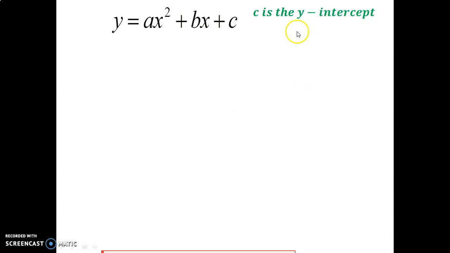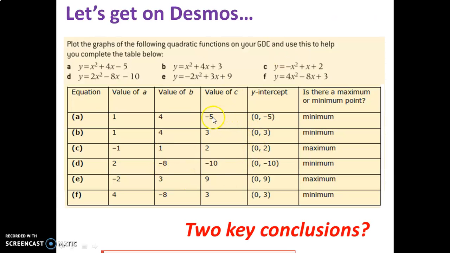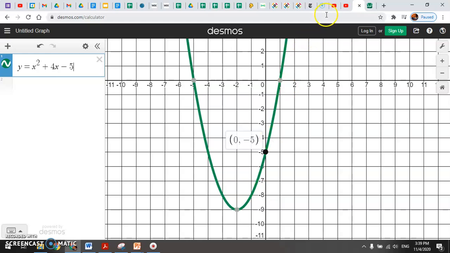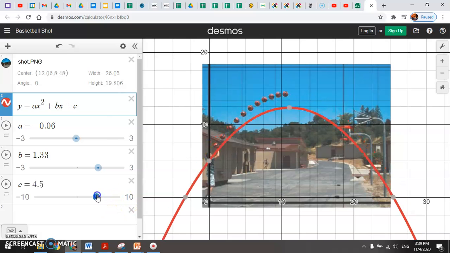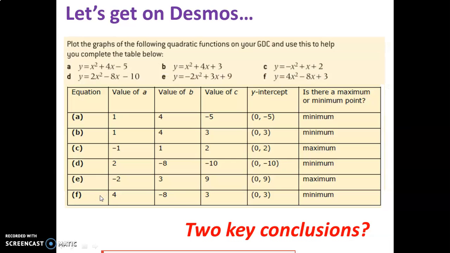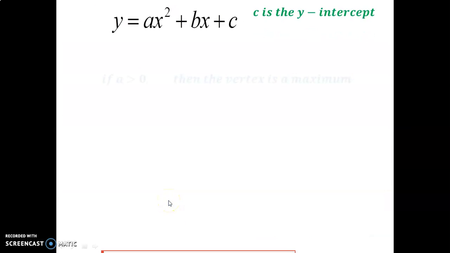Number one, the C value is the y-intercept. That should have been really obvious from here. You can see these C values and you can see the y-intercepts. Very clearly, C tells you the y-intercept. And we can very clearly see that on our graph as well when we had the basketball shot. When I was changing C, the graph goes up and down, and we have our y-intercept right here, and that y-intercept changes as I move C up and down. See?